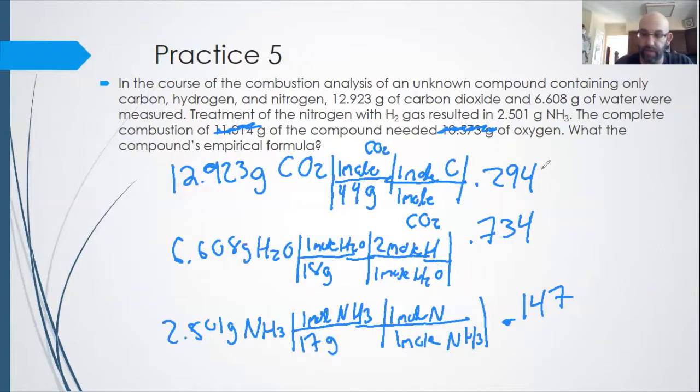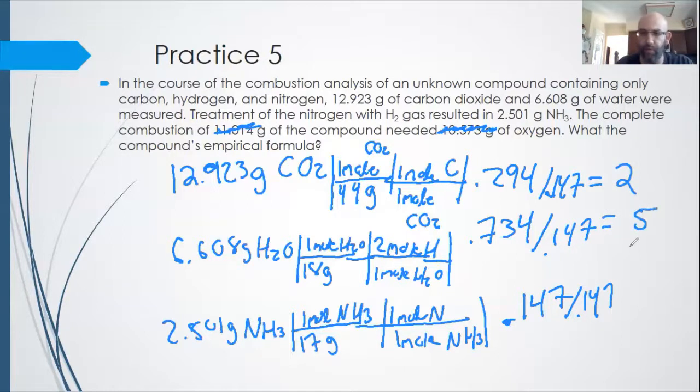And then, just like before, it's a mole ratio problem. So this is moles of carbon, this is moles of hydrogen, this is moles of nitrogen. So we're going to find out what the mole ratio is. Find the smallest number, it's 0.147. Divide everything by 0.147. And if it doesn't come out evenly, just round it to the nearest whole number. It should come out basically even or very close to a nice whole number. So this is 2, right? This works to 5, it's like 4.99. And this is 1. So now what's our formula? C2H5N. That is the empirical formula.